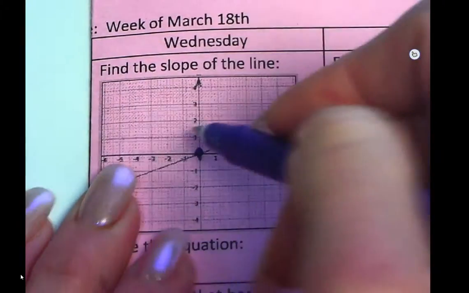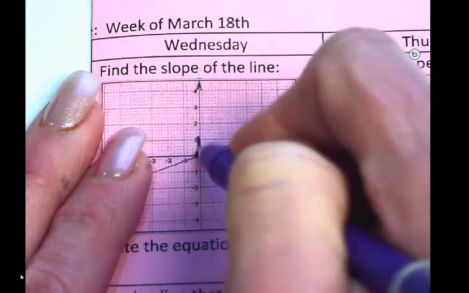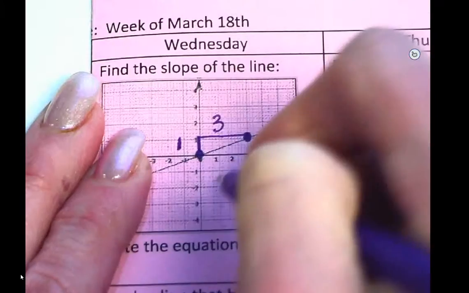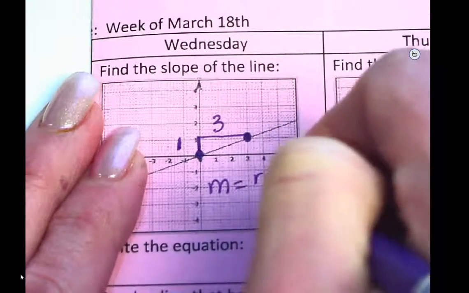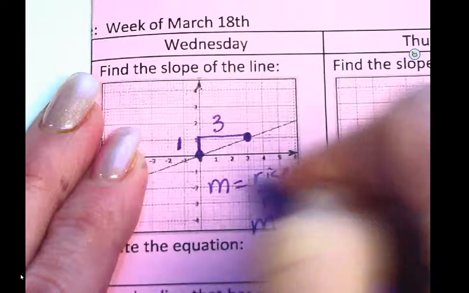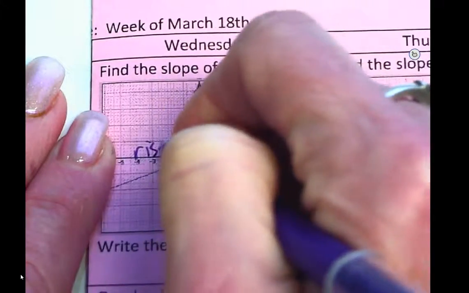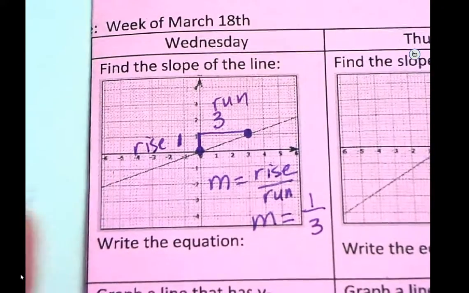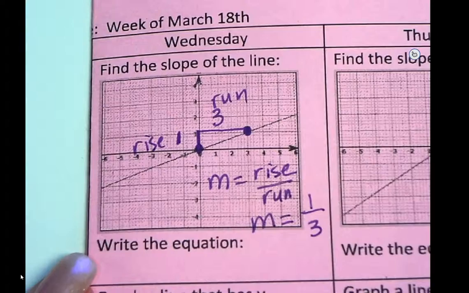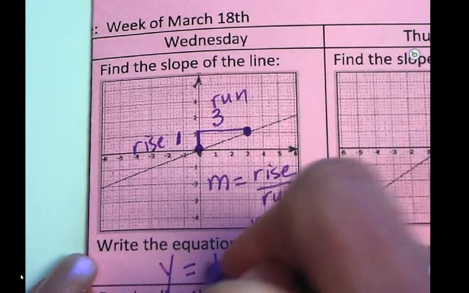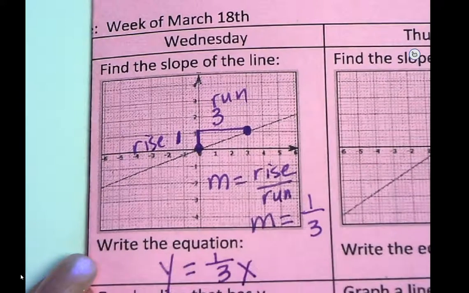Okay, so back to Wednesday. We're going to go up 1, and we're going to go over 3, because slope is rise over run. So our rise is 1, run is 3, so our slope is 1/3. And our equation is y equals slope times x, so y equals 1/3 times x.